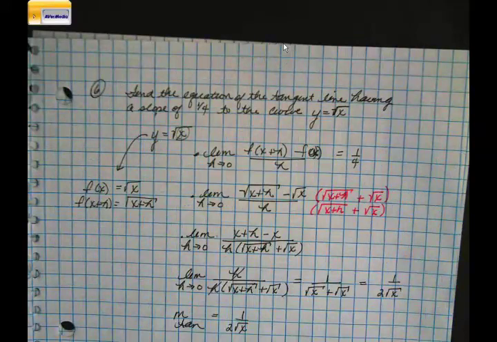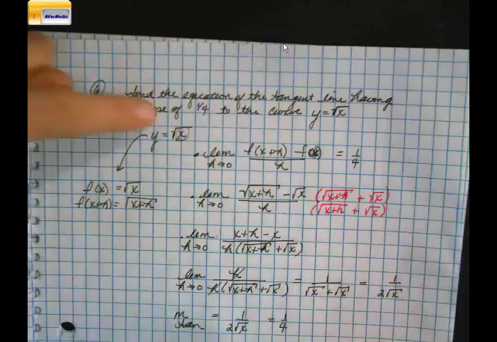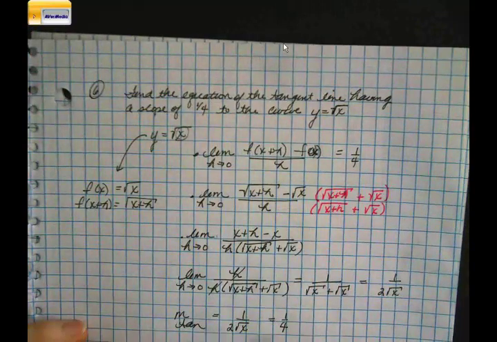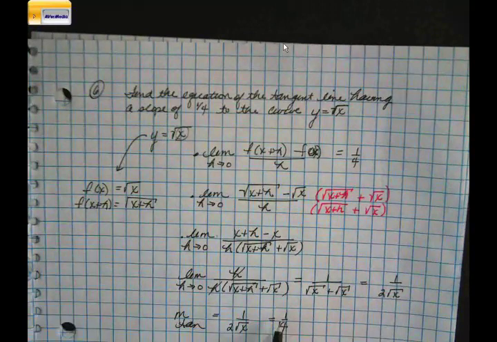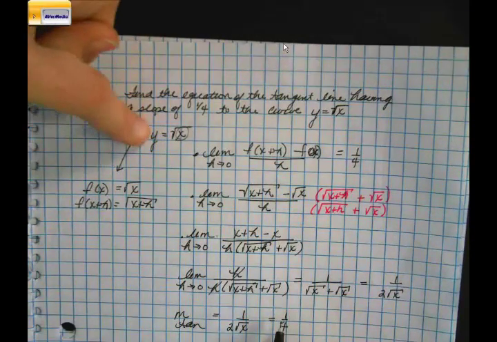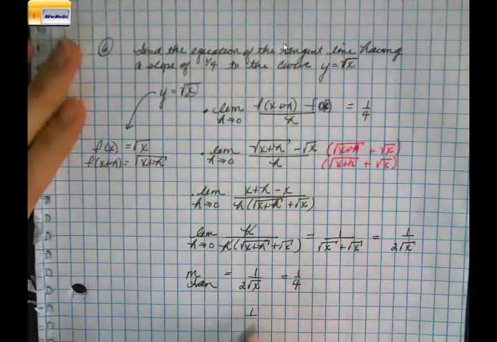It says find the equation of the tangent line having a slope of 1/4. So they're forcing the value of the slope upon me, meaning that this slope has to equal 1/4 by the given information in the question. This is the first time they've done this to us. So we set it equal to 1/4. We're going to solve this and come up with an x value, and that x value is the point on this curve where the slope of the tangent line is 1/4. So now we have this.